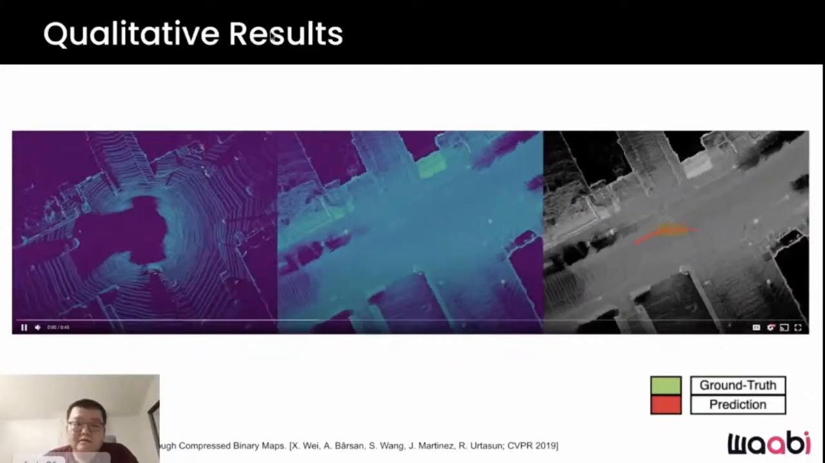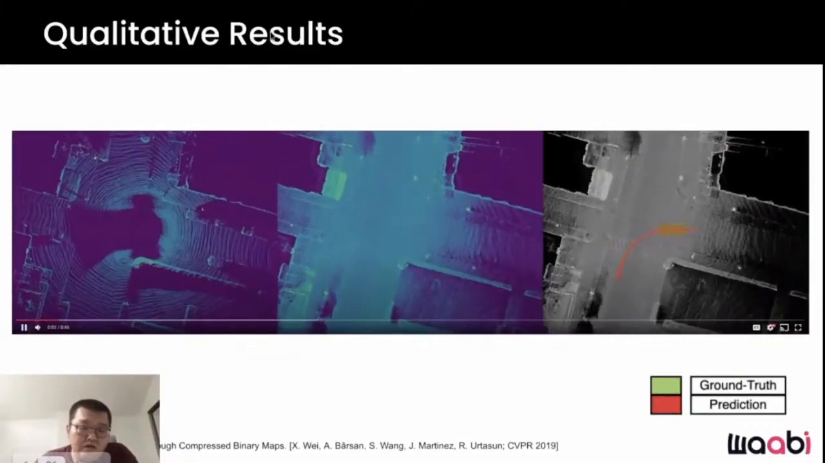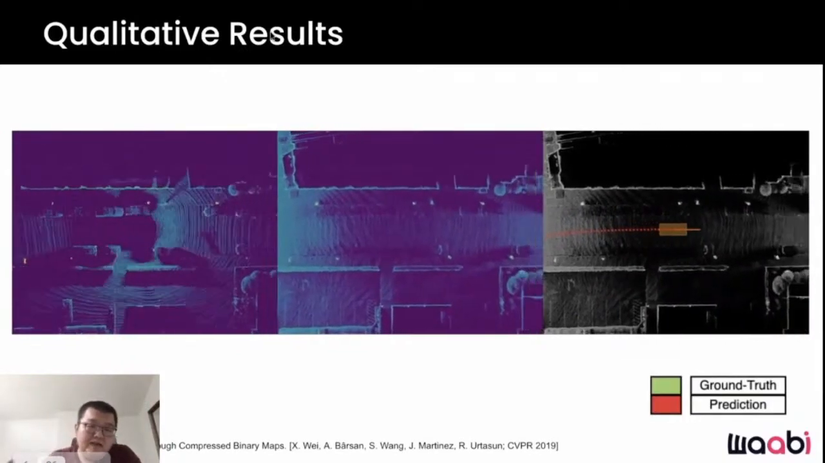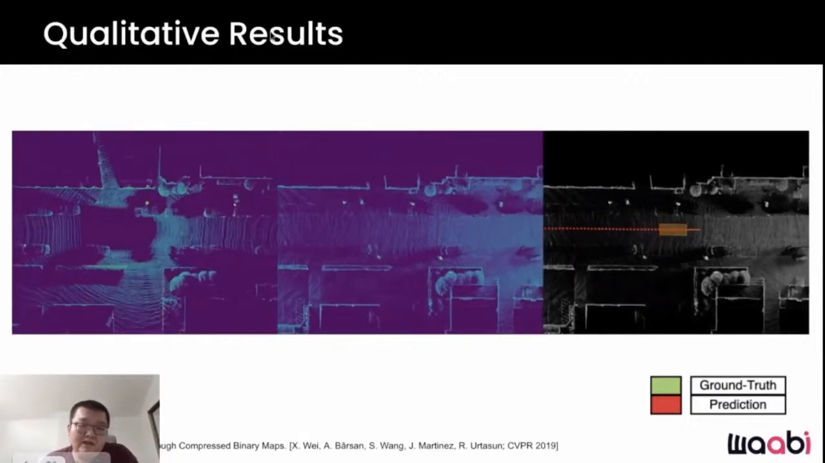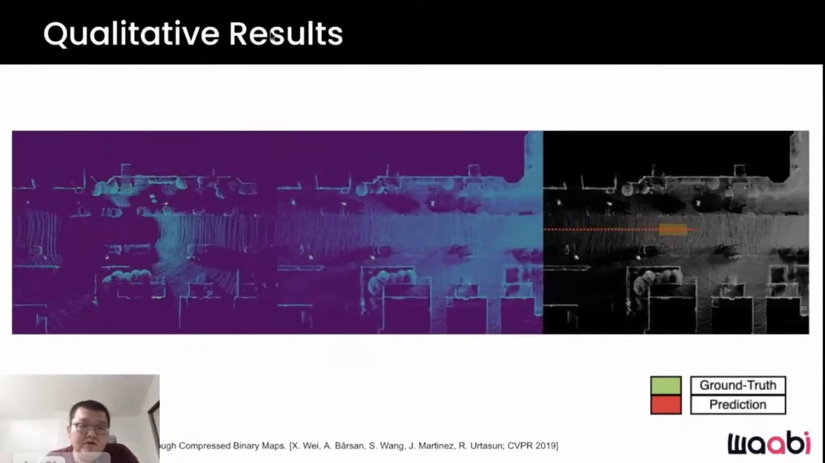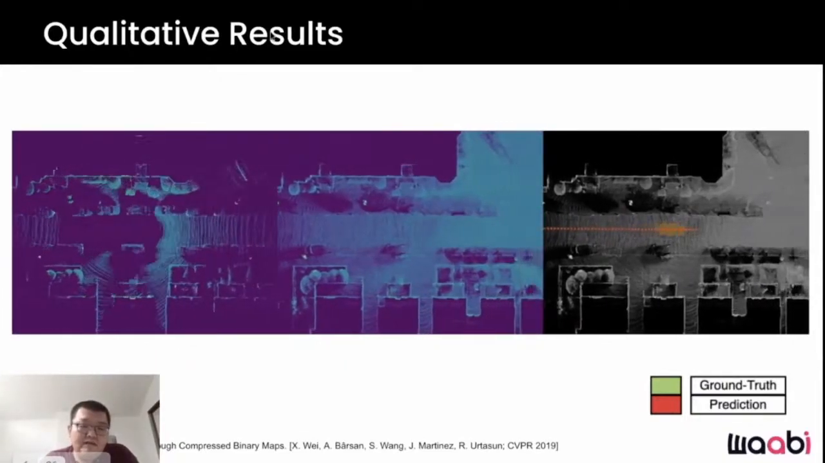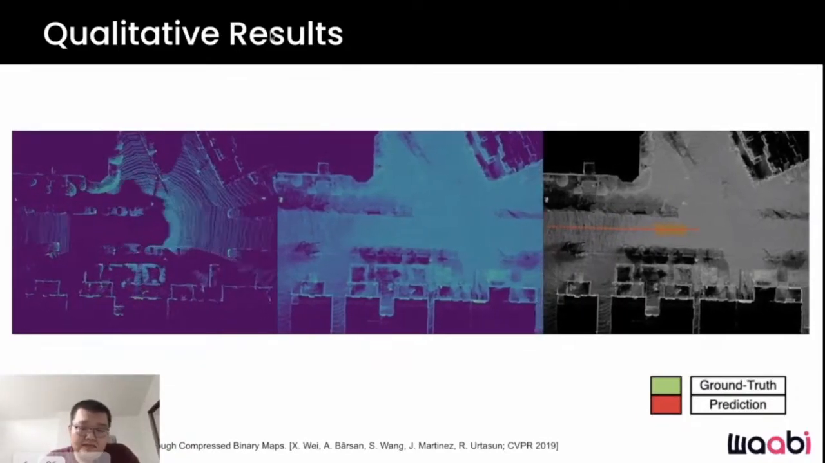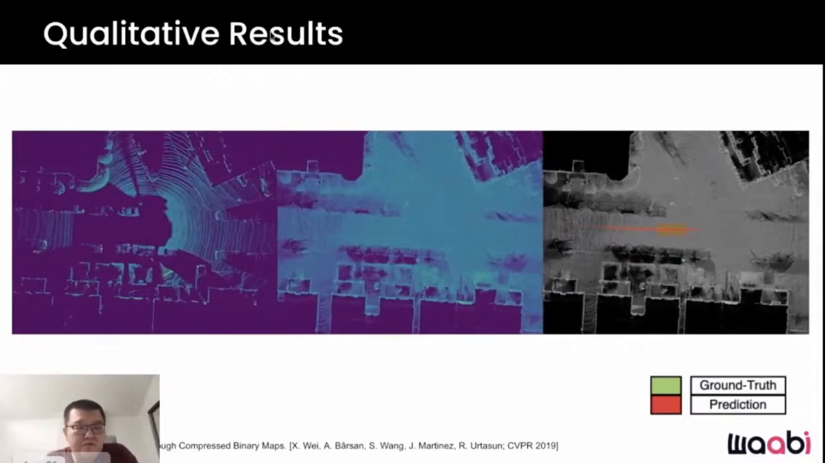Here we show some qualitative results. On the left is our online LiDAR, in the middle is the map, and on the right are our localization results. The vehicle poses predicted by our method are in red and the ground truth is in green. Note that in these cases, we can see our pose and ground truth pose are almost perfectly aligned.